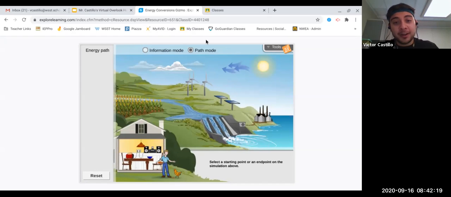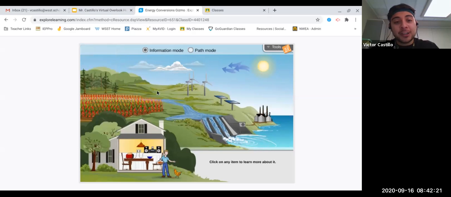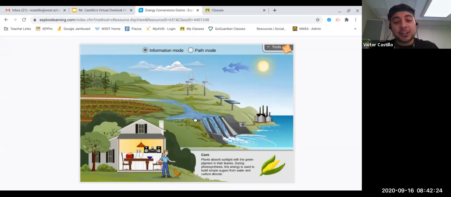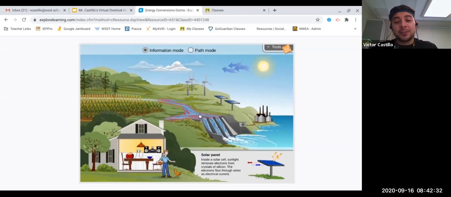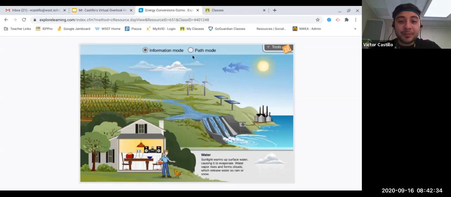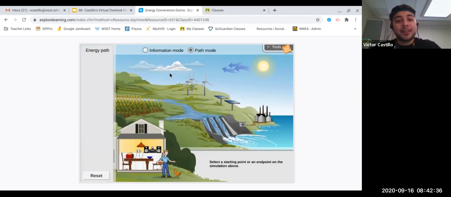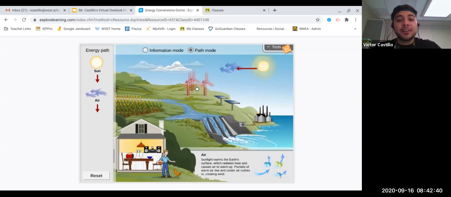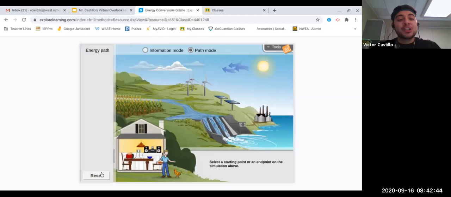That's what we learned. If you go to information mode, you can actually click on each section and it will tell you a little summary of how the energy is transferred, okay? So it's a really good, really cool way of just seeing the information right there. And if you go to path mode, that one actually tells you different paths you can take to provide that form of energy.